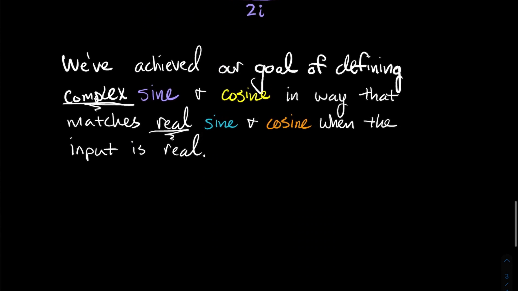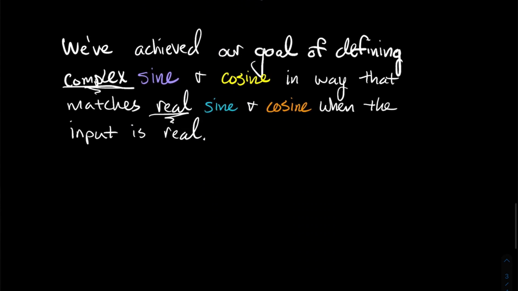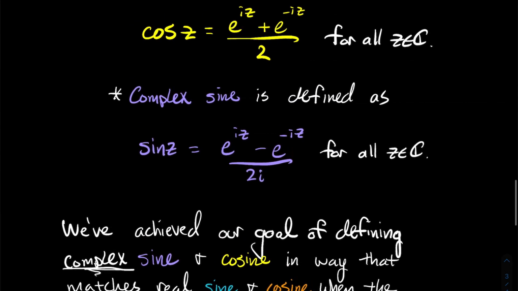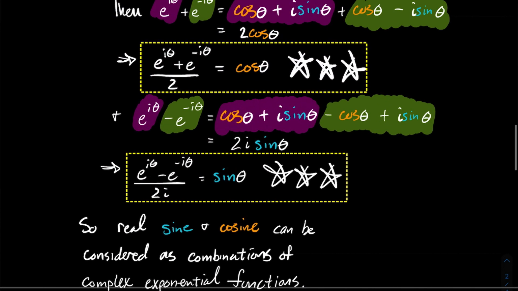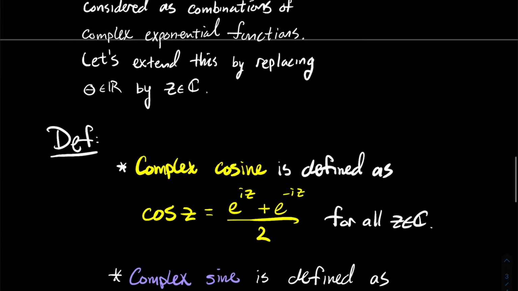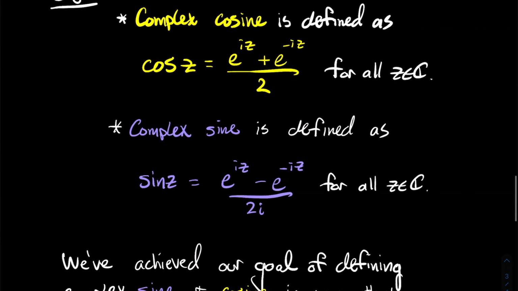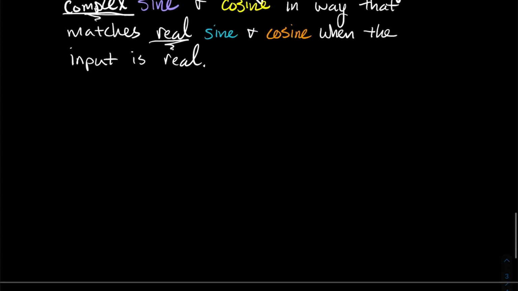So we've achieved our goal of trying to define complex sine and cosine in a way that matches real sine and cosine. So what do I mean by that? If I replace z by theta, I just recover these two formulas in the boxes, and those are real cosine and real sine respectively. So whenever you plug in a real number into these yellow and purple formulas, you just get regular old real valued cosine and sine that we know and love.